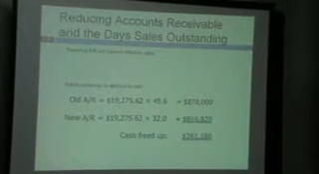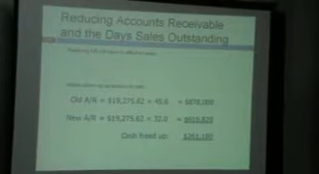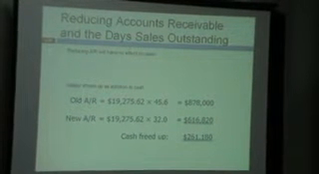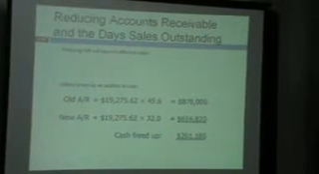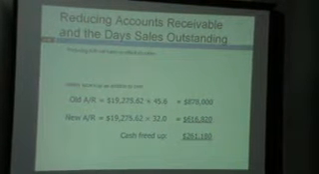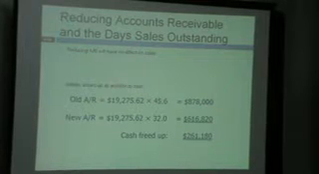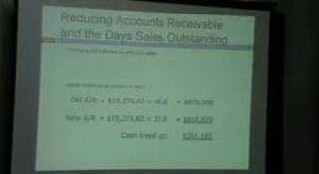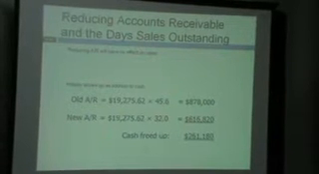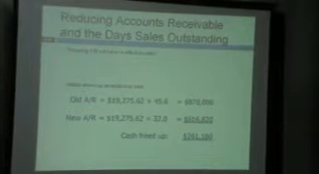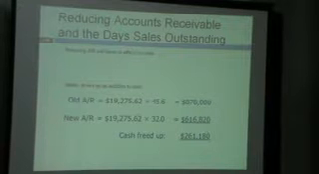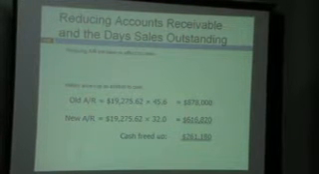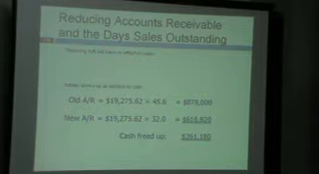Initially the company has days sales outstanding of 45.6 days. So that is the original days sales outstanding multiplied by accounts receivable. So this is $878,000. This should be tied up in accounts receivable. Sales per day are 19,275, multiplied by the number of days sales outstanding. So it gives you 878,000 tied up in your cash or in your accounts receivable.